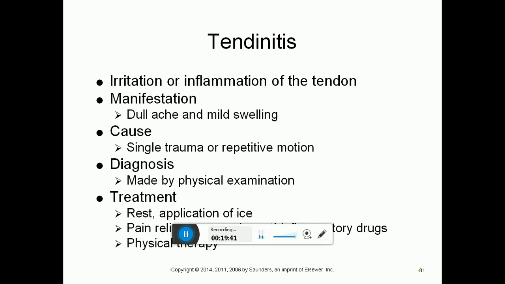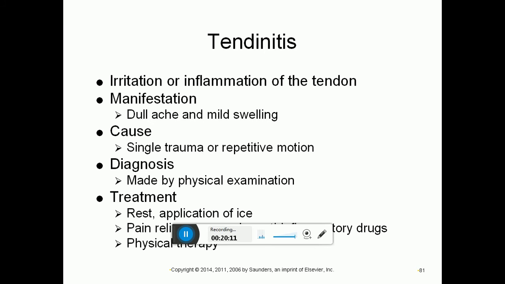Tendinitis is inflammation of the tendons. This usually happens in the tendons of the fingers. So if you look on the extensor surface or the extensor side of your hands, you can find these tendons. If they're inflamed, there will be pain and tenderness along the course of the tendon. It usually happens because of repetitive motion. Diagnosis is by physical exam.